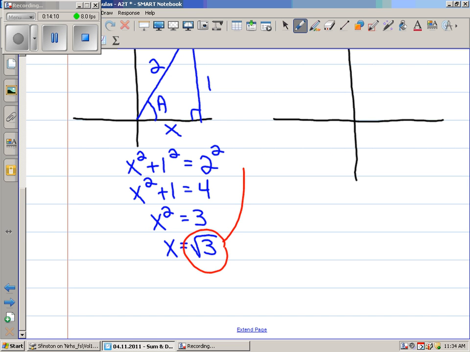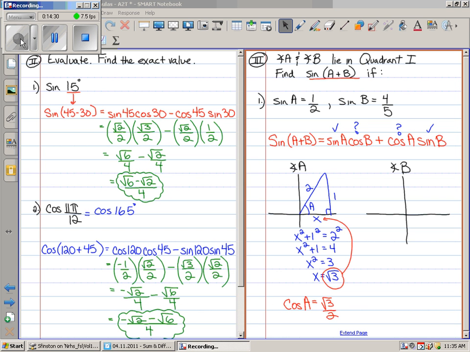So x is the square root of 3. That's awesome, because now the missing piece of information that we needed from this triangle, right? What were we missing from it? The cosine of A. The cosine of A is simply rad 3 over 2.